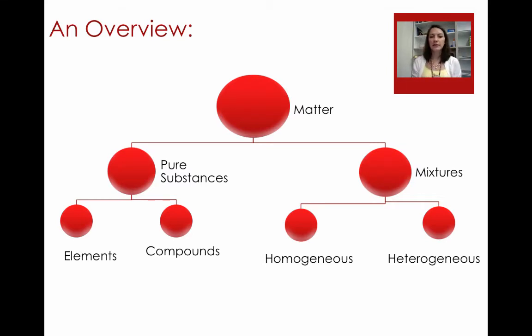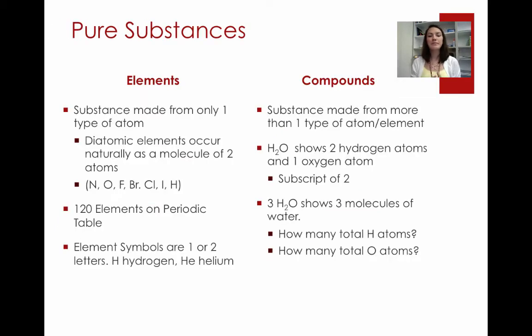We'll talk about some other types of mixtures as we move through the year, but let's focus on these two types right now. So pure substances, like we said, are going to be chemically combined. Elements are the most basic type of pure substance, and they're made up of only one type of atom. Of those types of atoms, you can still have an atom or you can have a molecule.